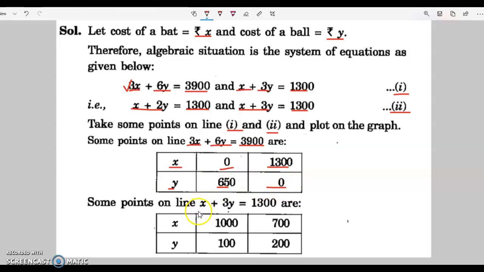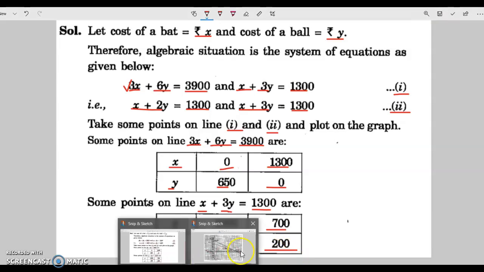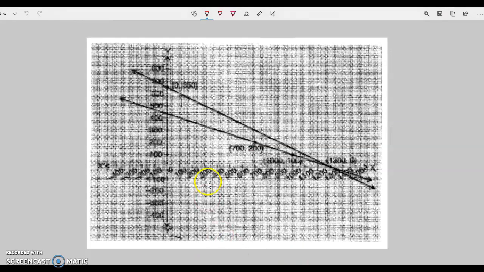So some points on the line x plus 3y is 1,300. From this you take the x coordinates to be 1,000 and 700. And that of the y coordinates is 100 and 200. Let us represent it graphically. So here I have plotted it on the graph. This forms a straight line and intersects at one point on the x-axis.